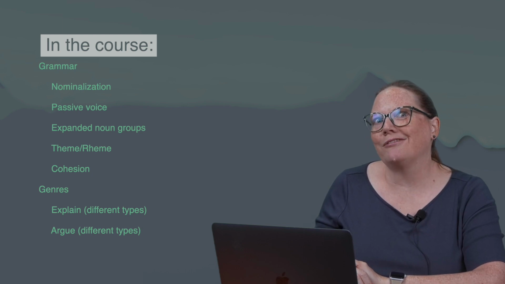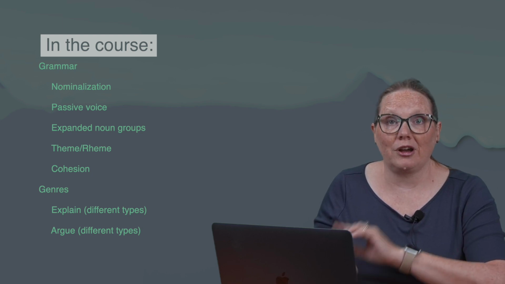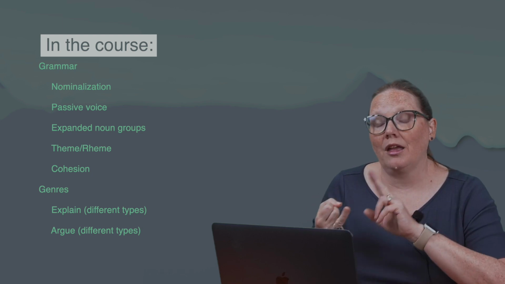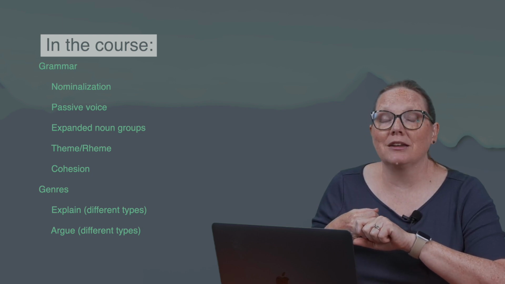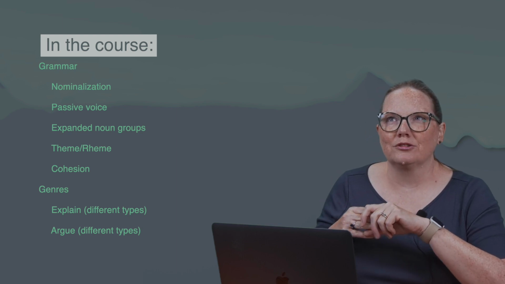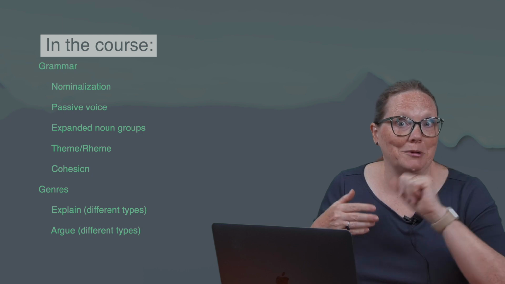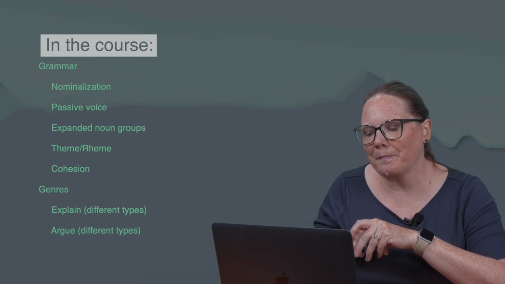Well, so I'm going to point out 5 of them and go into some detail about those. And those structures are nominalization, the use of passive voice, expanded noun groups, the idea of theme and rheme, which you'll learn about when you get to that part in the course, and cohesion, kind of keeping it together.